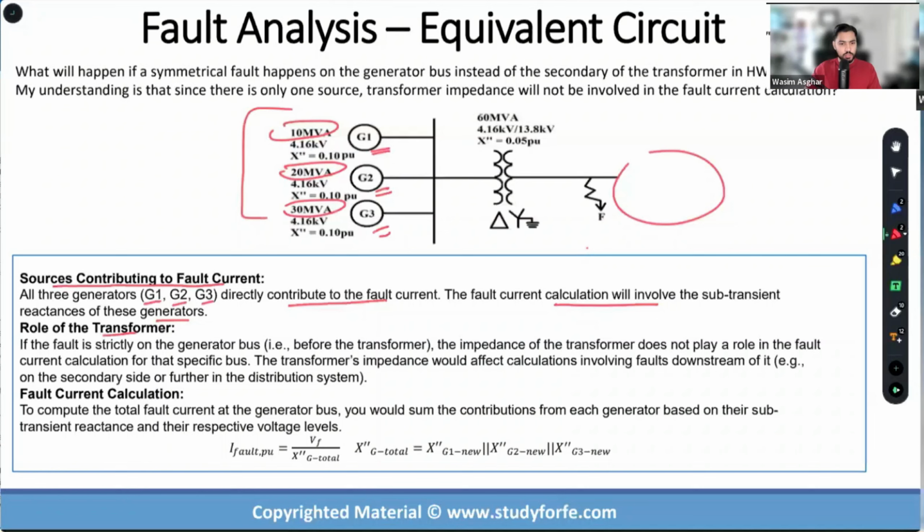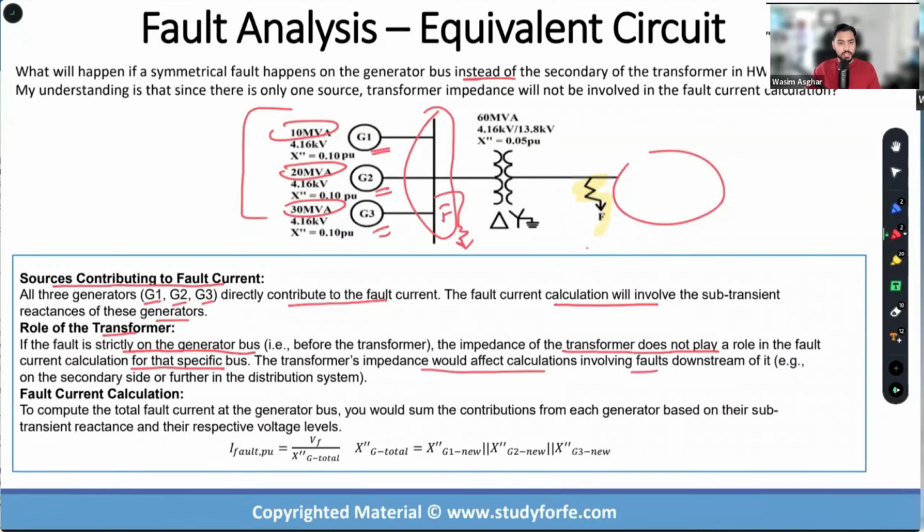What is the role of the transformer? If the fault is strictly on the generator bus, right here, right? If this is the fault location before the transformer, so on the primary side of the transformer, the impedance of the transformer does not play a role in the fault current calculation for that specific bus. The transformer's impedance would affect calculations involving faults downstream, for example, the secondary side of the distribution system, as shown in the original question. But for the concern that the student has, that if we are having a fault on the primary of the transformer, which is the generator bus, then it will not come into play.